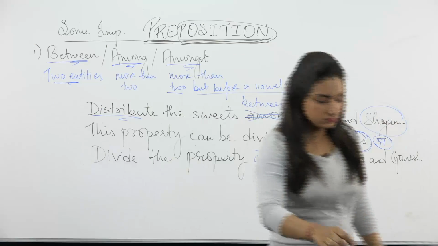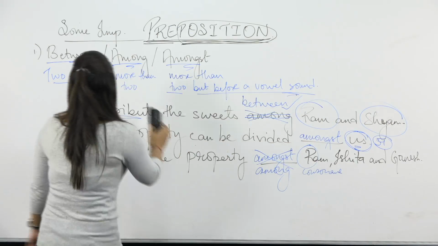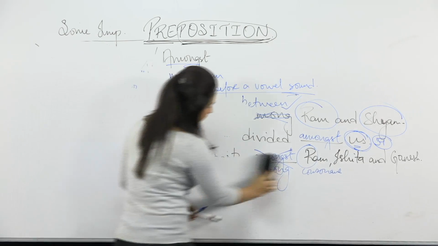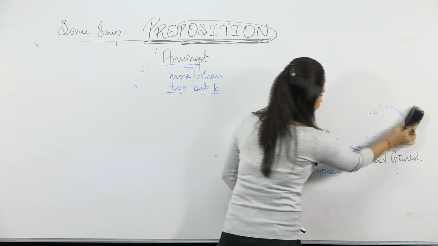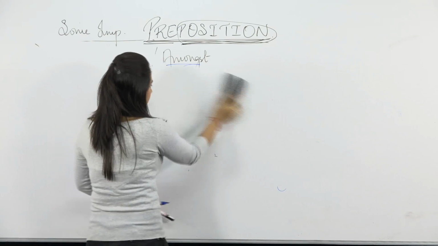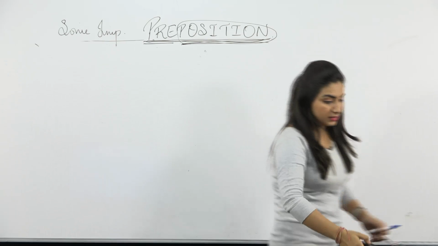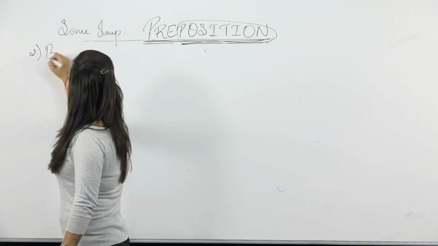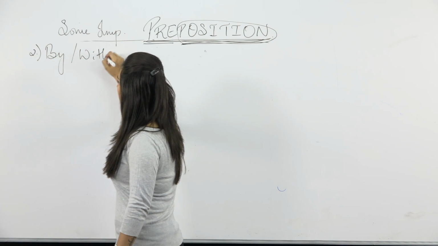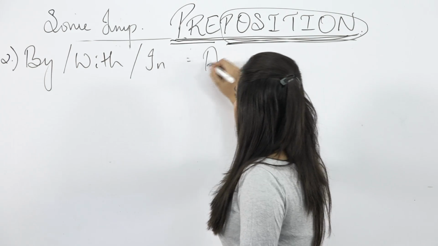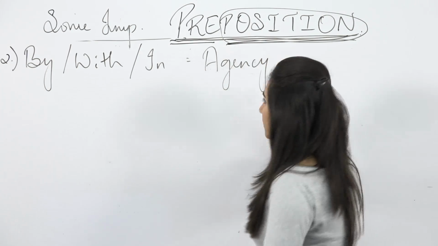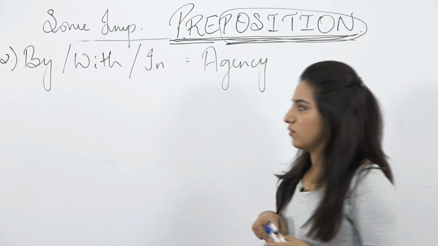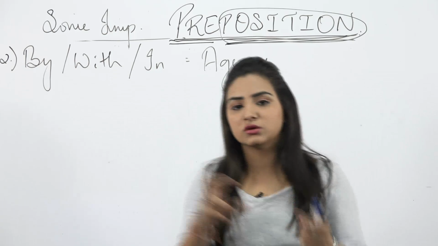Now, next is, when do we use by, with or in? Where can we use by, with or in? Next is by, with or in. Now all these perform the function of agency. All these prepositions given, by, with and in, will perform the function of agency. Now what do we mean by function of agency?